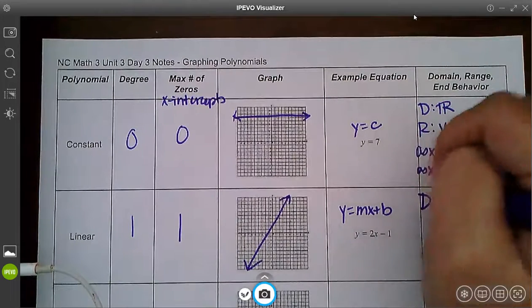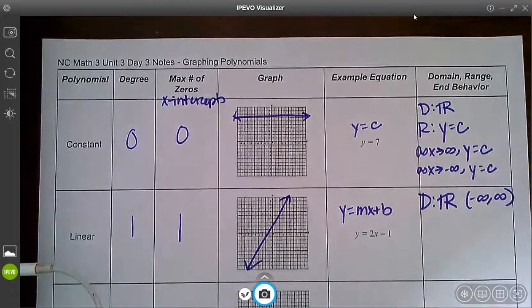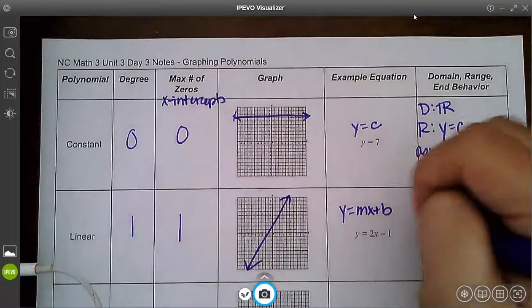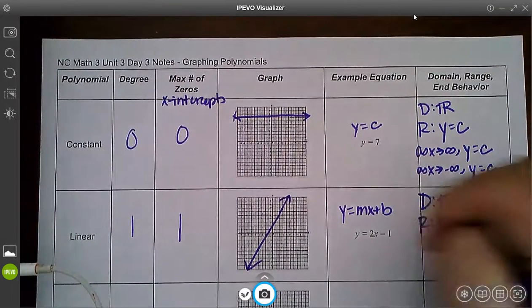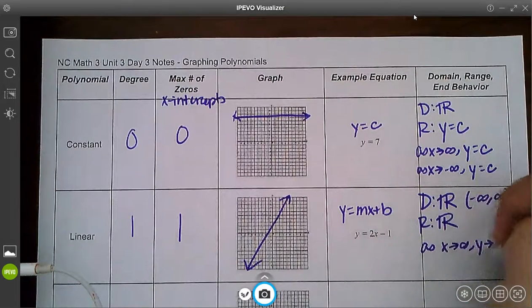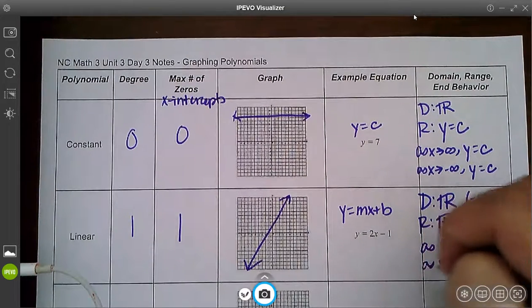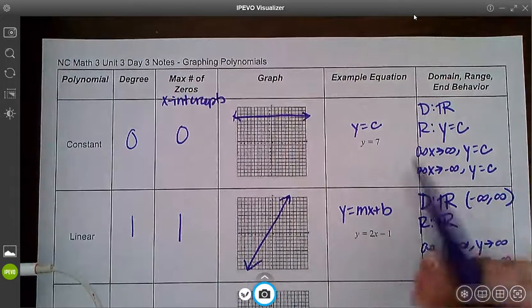Your domain is always all real numbers. Remember, this is the same thing as negative infinity to infinity, for those of you that prefer that notation. And your range is going from bottom to top forever, all real numbers. If it's positive, as x goes to infinity, your y is going to go to infinity. And as x goes to negative infinity, your y is going to go to negative infinity. It's going to go up on the right, down on the left.